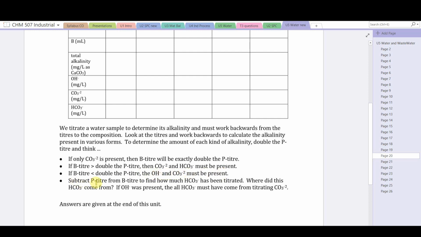Subtract the phenolphthalein titer from the total titer, B titer, to find out how much bicarbonate has been titrated. Where did this bicarbonate come from? If hydroxide was present, then all the bicarbonate must have come from titrating carbonate, because hydroxide and bicarbonate can't coexist.